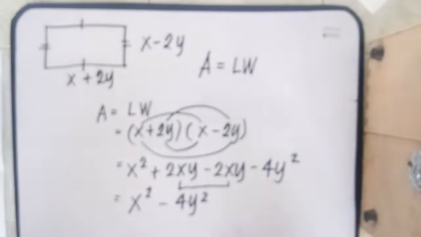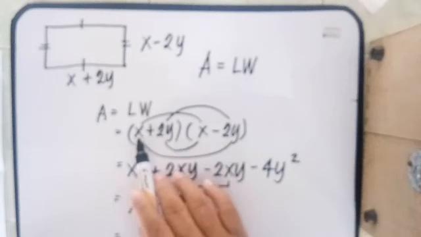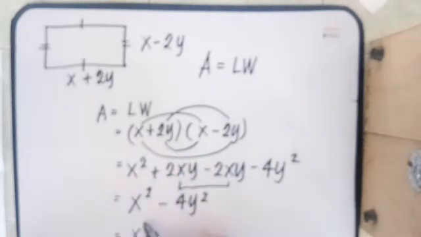Or shall we say, we can multiply this using the shortcut: you multiply the first terms, that's x squared, and the last terms, negative 4y squared. So remember, as you have observed, the product of the sum and difference of two terms will result in the difference of two squares, like this one.